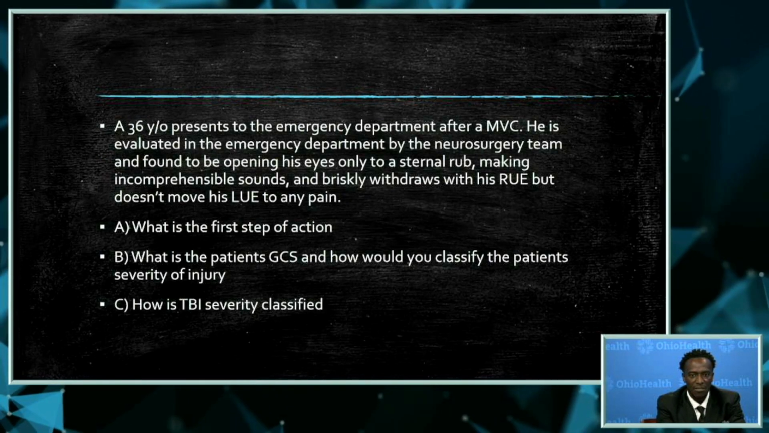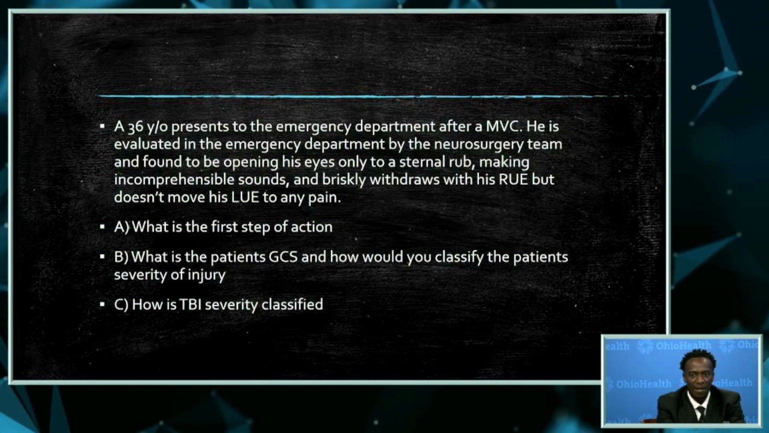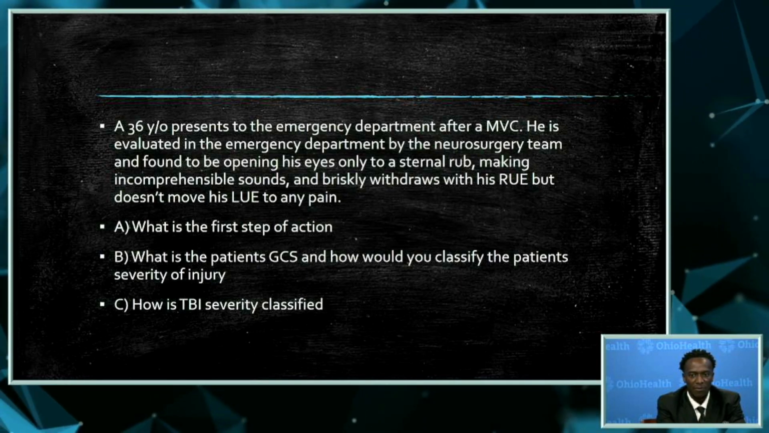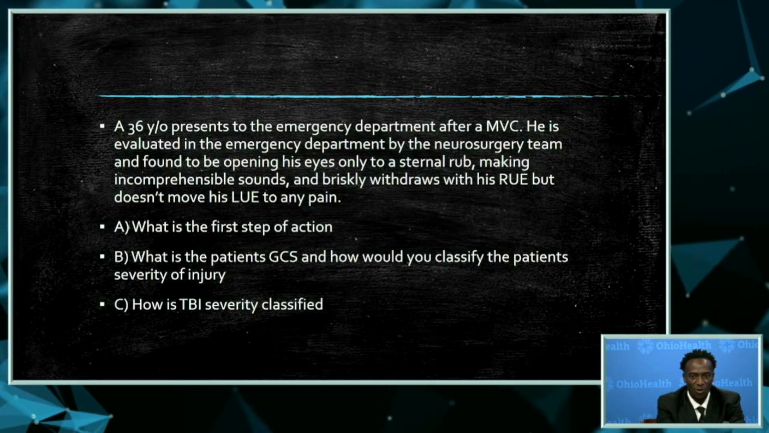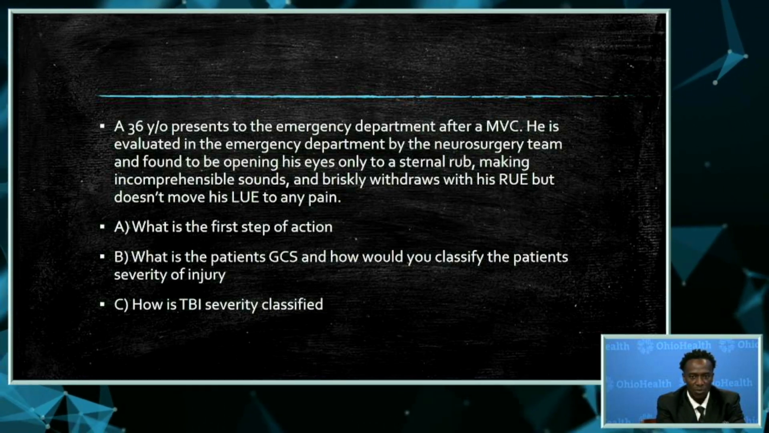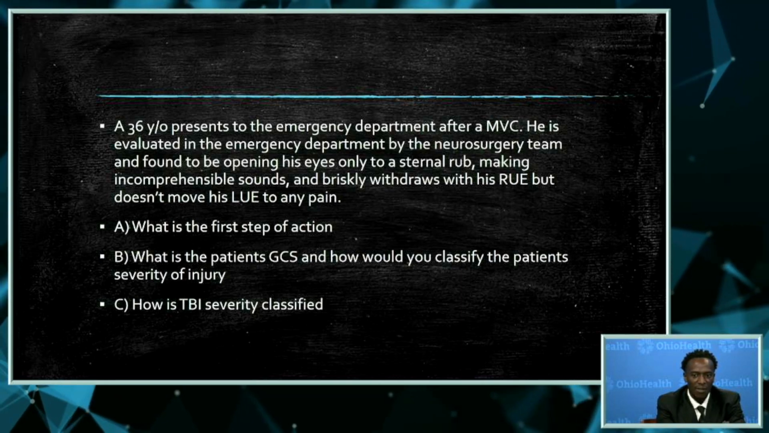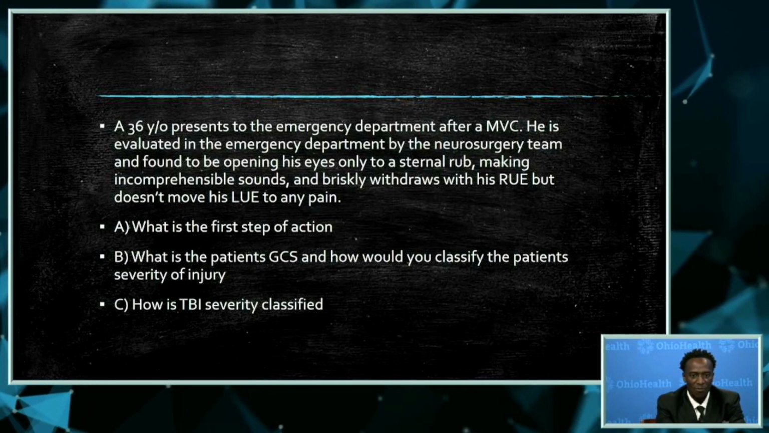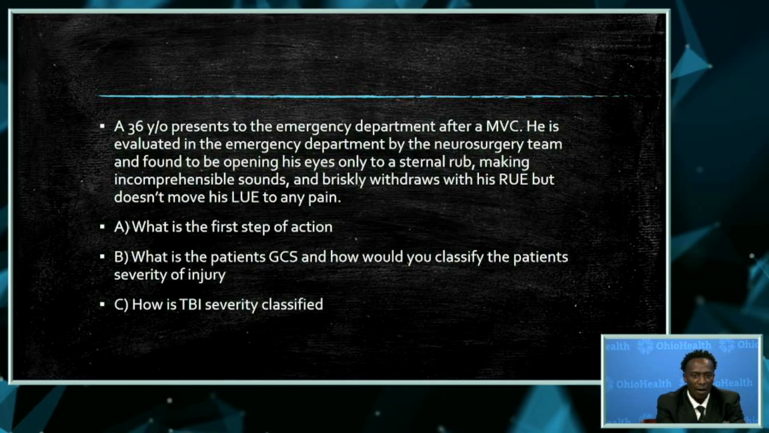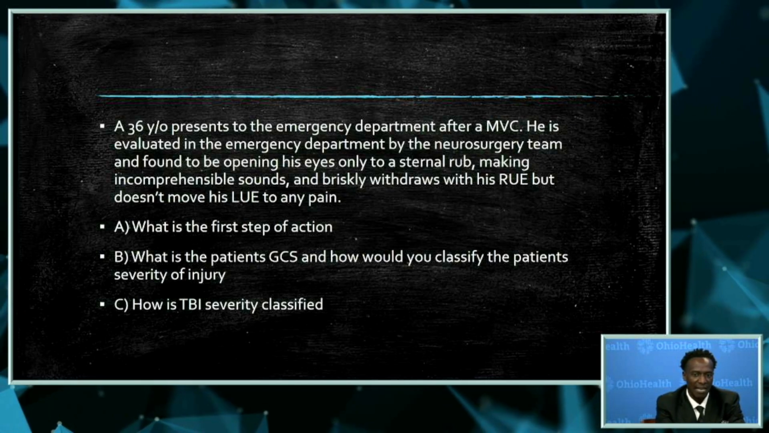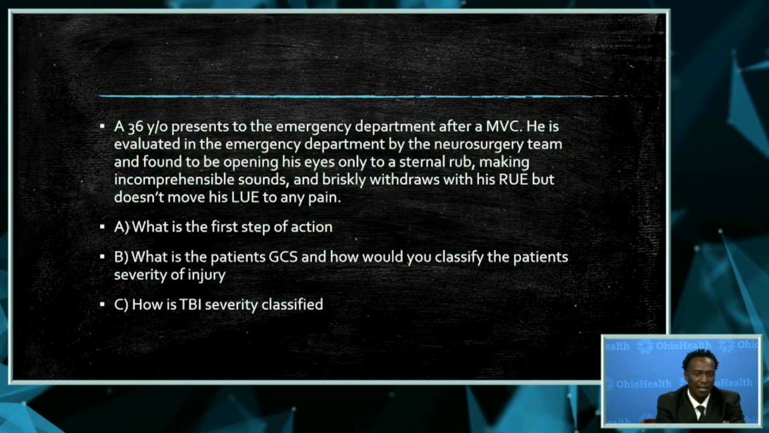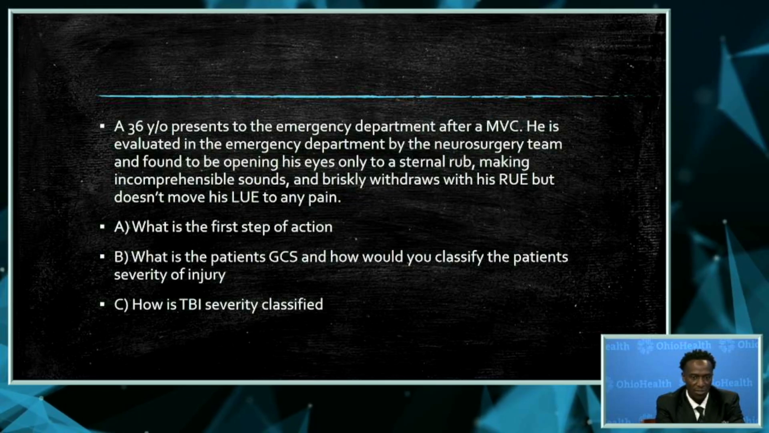You have a 36-year-old who presents to the emergency department after MVC. He's evaluated in the emergency department by neurosurgery and found to be opening his eyes only to sternal rub, making incomprehensible sounds, and briskly withdraws with his right upper but does not move the left upper extremity. What is the next step of action? The key here is to determine that the patient's GCS is 8. So the first thing you want to do is get these patients intubated.